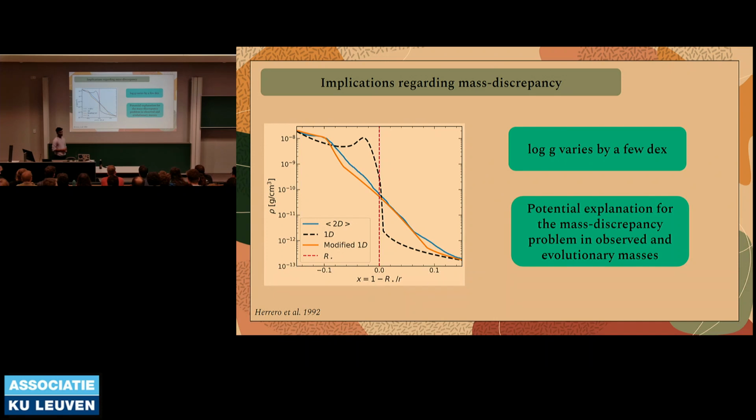Mass discrepancy. What do I mean by mass discrepancy? For massive stars, when you calculate your mass from your spectra and compare it with your evolution mass, they're not the same. Why? Your log g is probably different. You see these structures at the densities, for example, and it's off. So this can be a direct implication of our multi-dimensional modeling. But again, we need to put some numbers on paper and calculate what these differences would be.